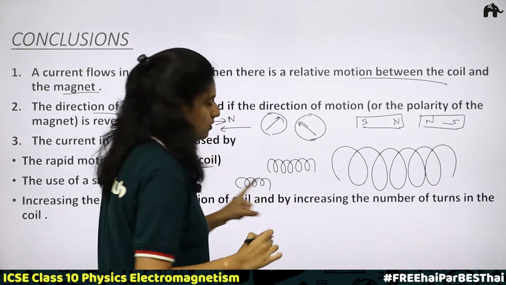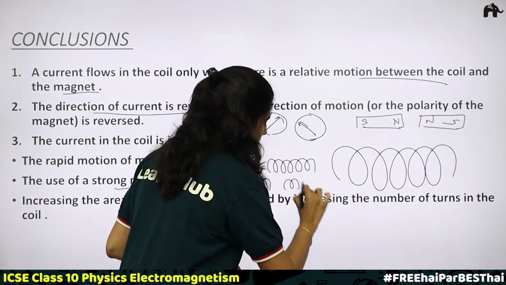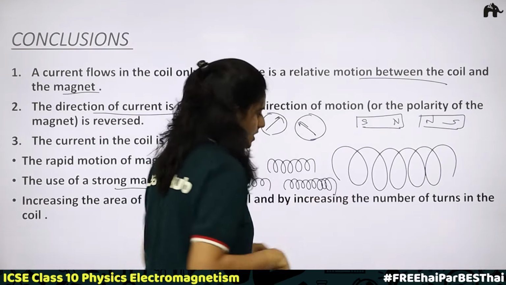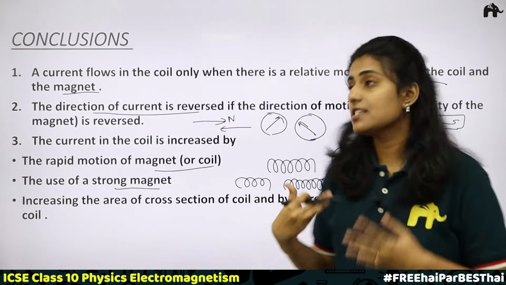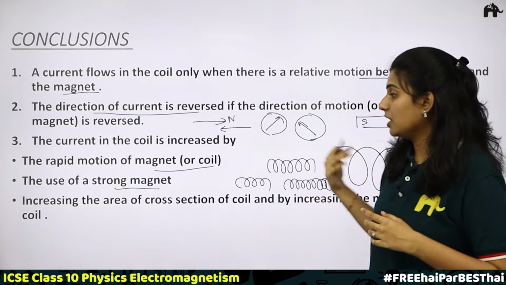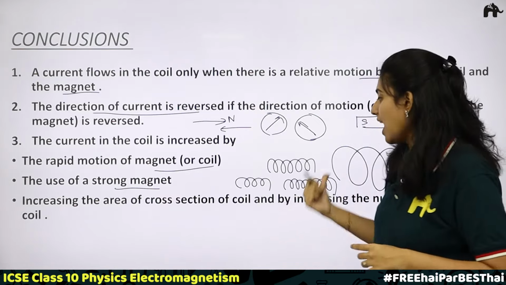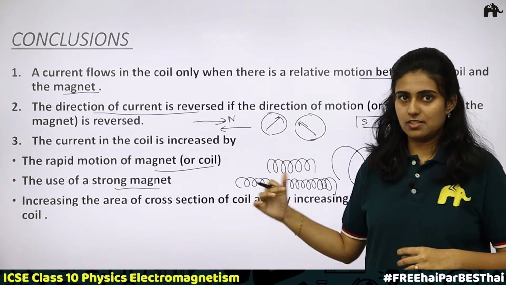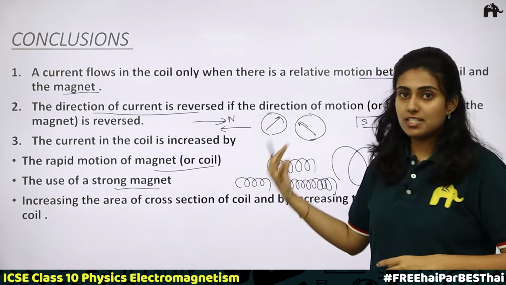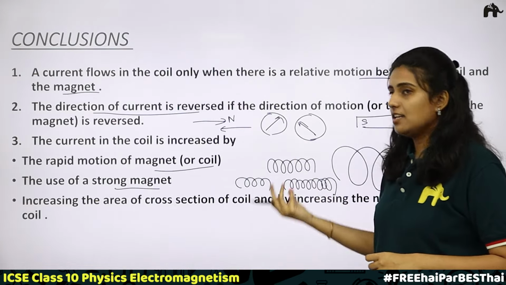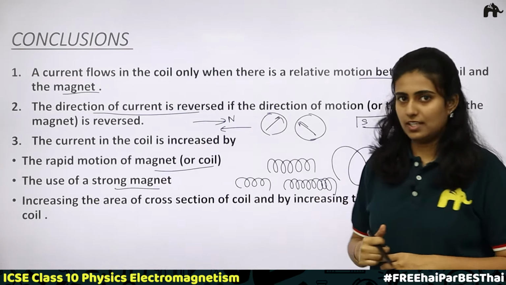Then next is increasing the number of turns. Initially, if it was like this, instead you are using a coil with more number of turns. In that case also, you can increase the current, because we know that the current produced depends on the area of cross section and the number of turns. By increasing the number of turns, the magnetic flux associated will increase and also the current will increase.